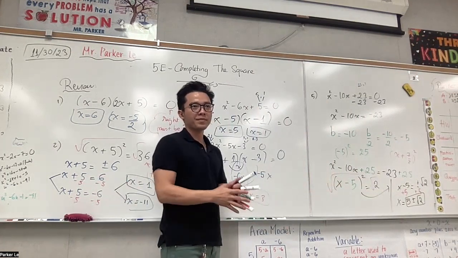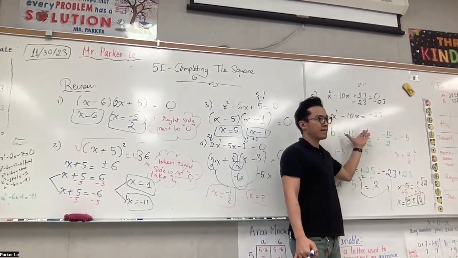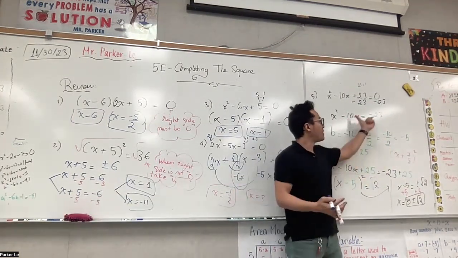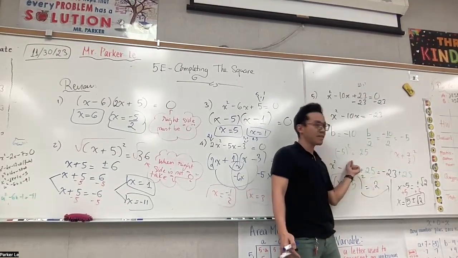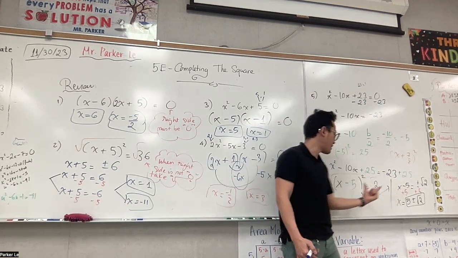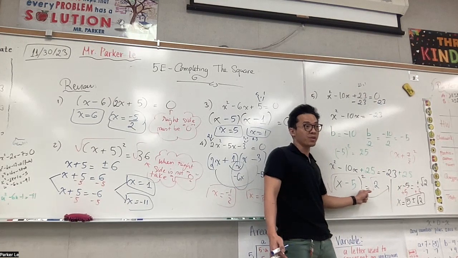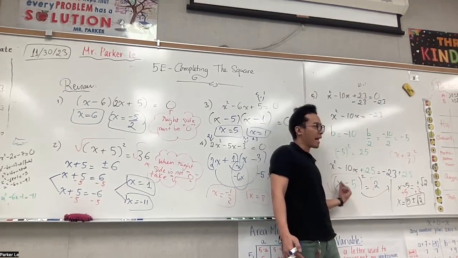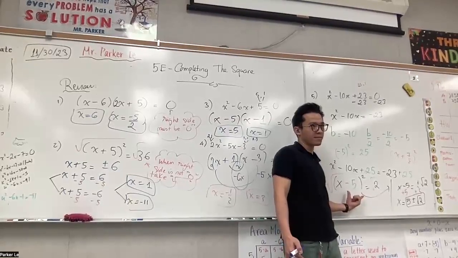Any question? Let's summarize this. Move the C. What next? Take half of b and then square it, and then add it to both sides. It's going to be x plus b over 2 squared. This one I think you need to memorize: x and then b over 2, everything squared.